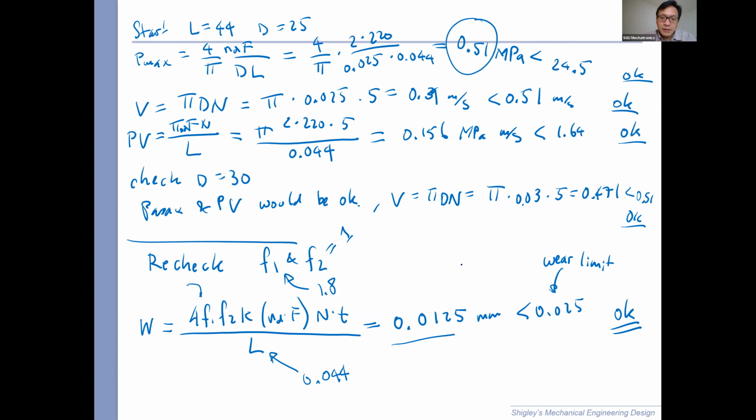Tadi ada yang nambah annotation ya, yang kuning itu. Kamu mau nanya atau gimana? You have a question? Okay. Nggak ada, Pak.